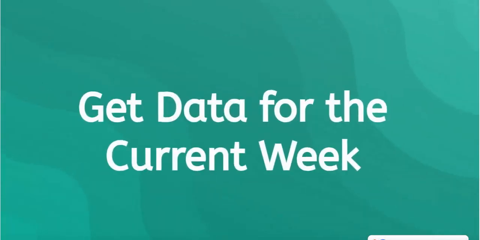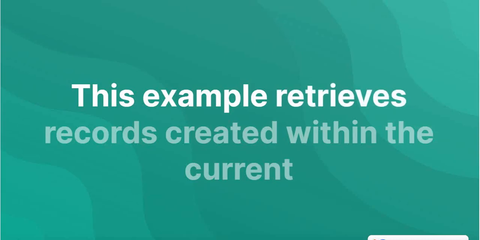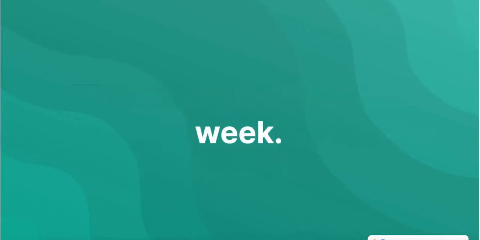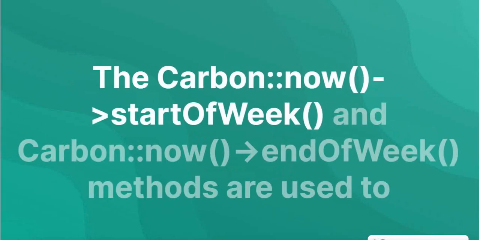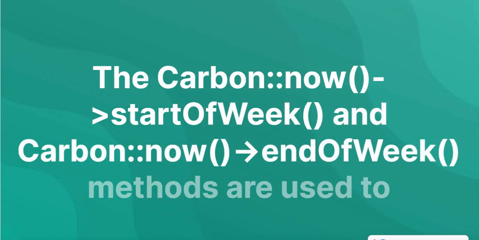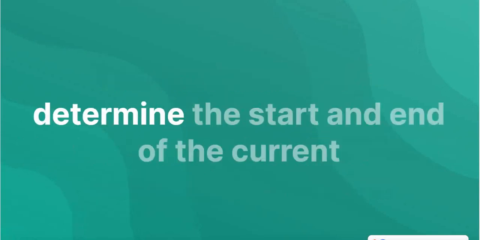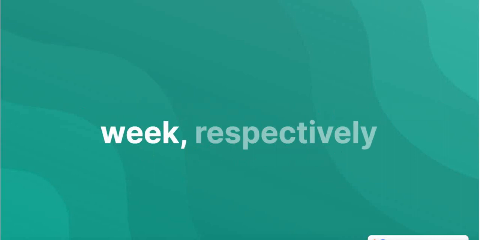For the current week. Gives records created within the current week. The Carbon now()->startOfWeek and Carbon now()->endOfWeek methods are used to determine the start and end of the current week, respectively.